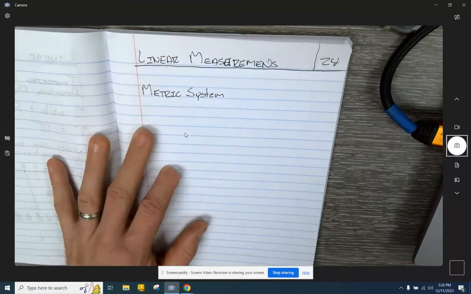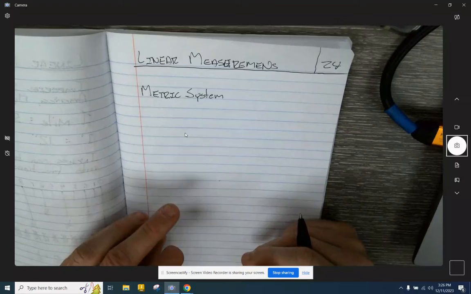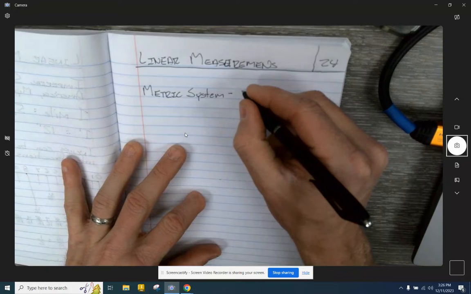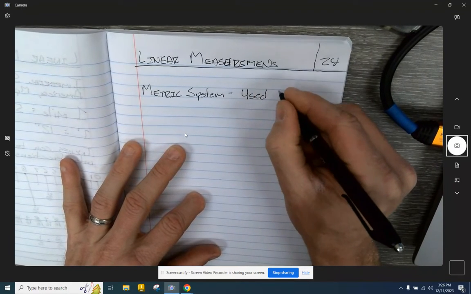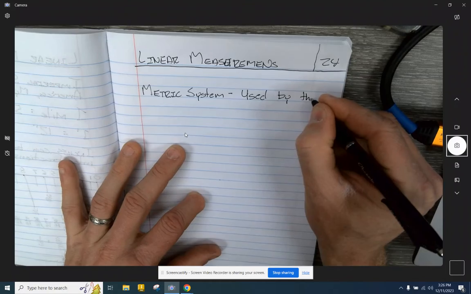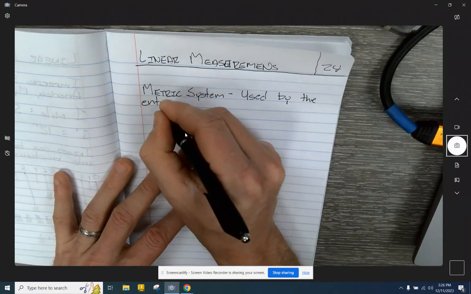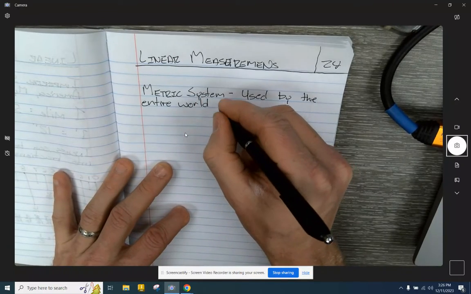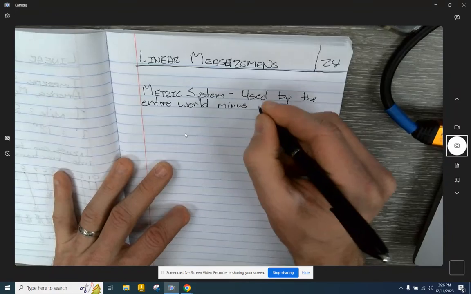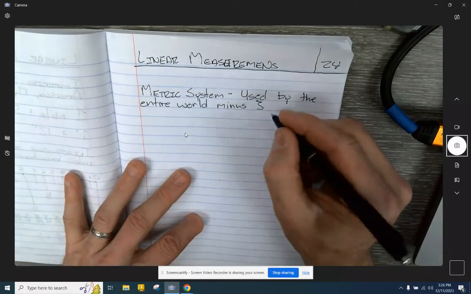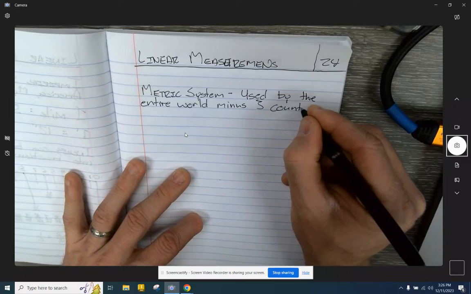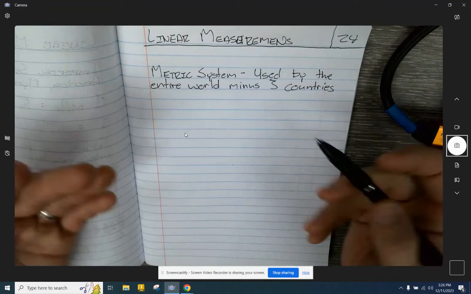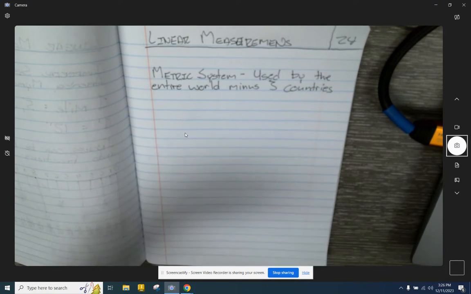All right, and we noted yesterday that the imperial system is used by 3 countries. We're one of them. All right, the metric system is used by the entire world. Right, minus 3 stubborn countries. All right. So why are we using it if we're one of those 3 stubborn countries? Because the rest of the world uses it.